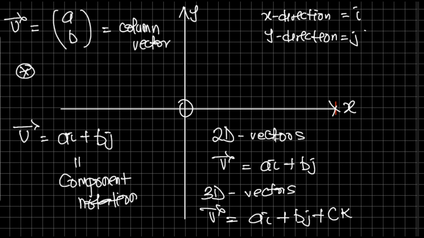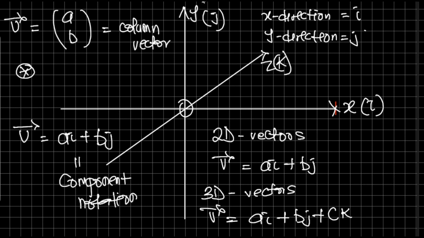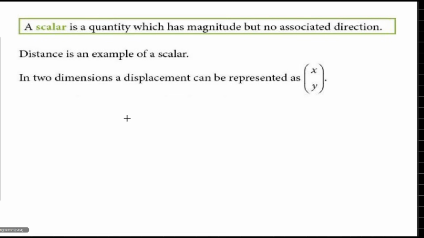I, j, k. The third element is called k. So a three-dimensional vector comes from three-dimensional Cartesian coordinates, where we have a third axis called the z-axis. So this is zk, this is xi, and this is yj. These are the notations given to those components.